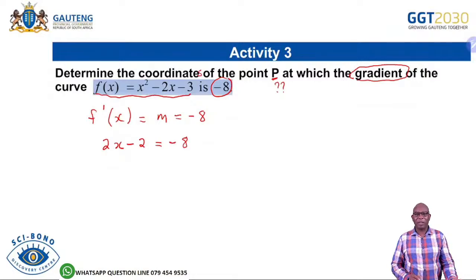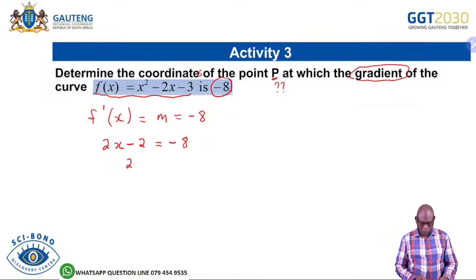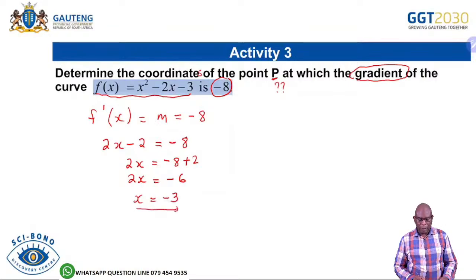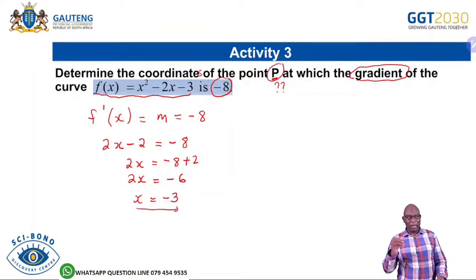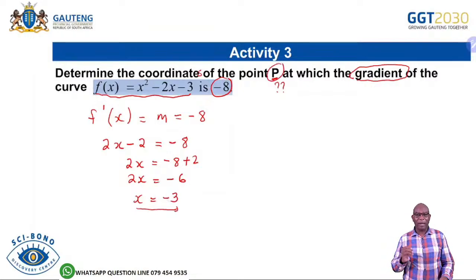So now it's quite easy. I need to get a value of x. And if I get a value of x, I can get a value of y. If I get a value of y, then I now have my point. So 2x is equal to negative 8 plus 2, which gives me negative 6, so my x value will be negative 3. But remember, I need the coordinate of the point P. So the coordinate must be written as x and y. But I only have an x.